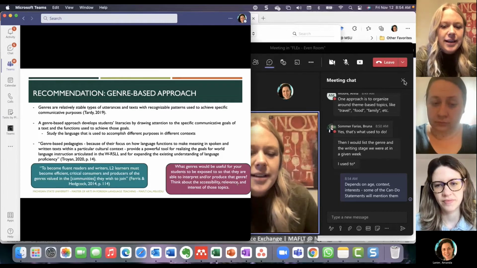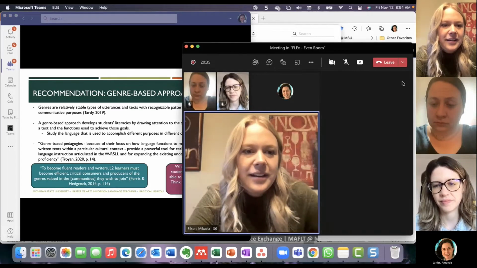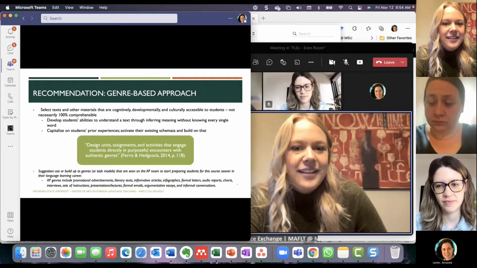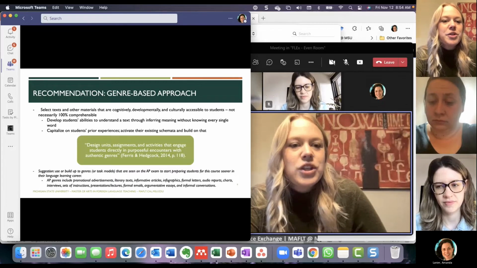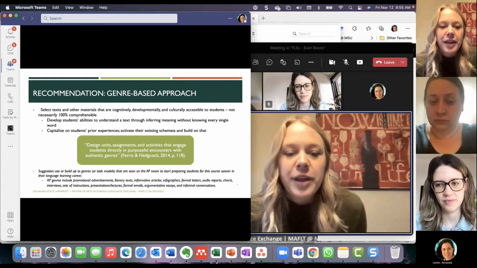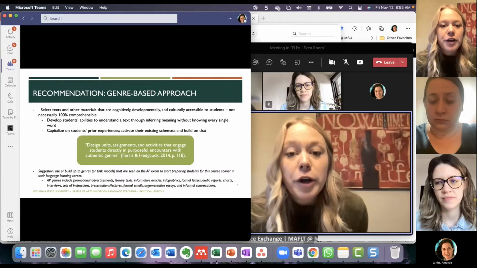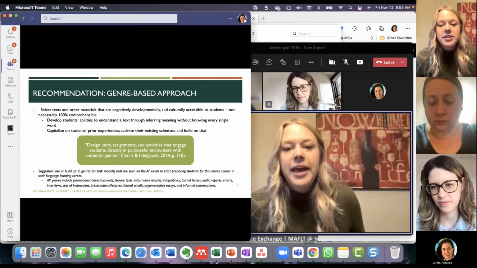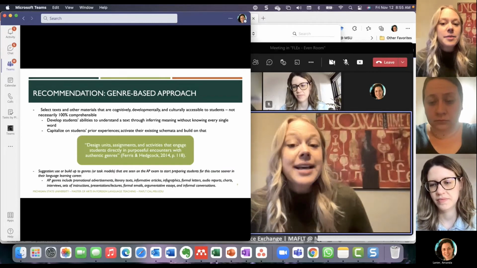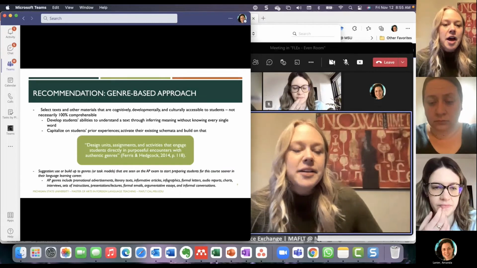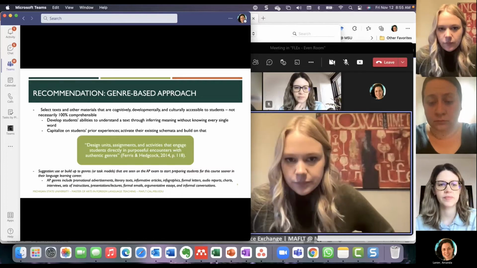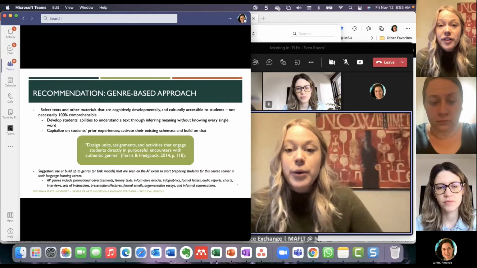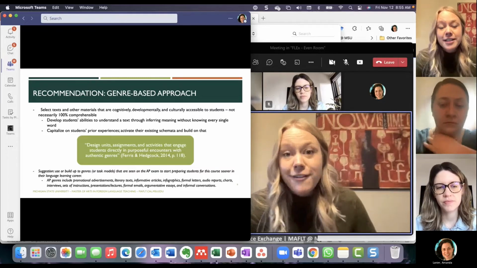And you can move to the next slide. So once you've identified a genre that you think would be accessible and important for your students, you're going to go about selecting texts and other materials. And it's important to remember that they should be accessible, but not necessarily 100% comprehensible. The point is to develop students' abilities to understand a text through inference, inferring meaning without knowing every single word.